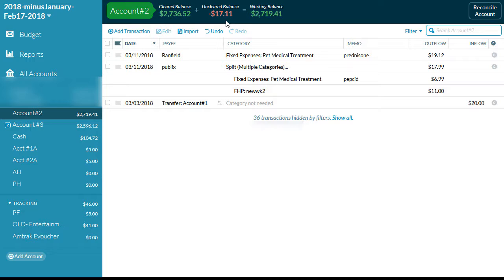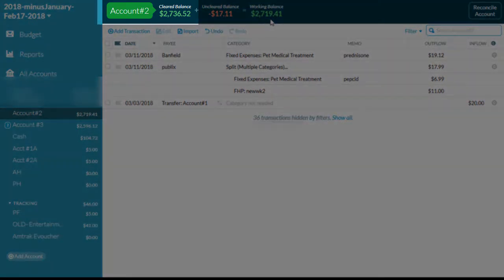The uncleared balance in YNAB would be any transactions that haven't cleared the bank account yet. So that $10 would be in the uncleared balance. And the working balance in YNAB is the combination of everything that hasn't cleared plus everything that's cleared. So for purposes of reconciling with your bank account, which is crucial to making your spending plan work, otherwise your spending plan is useless. It's got to match precisely. You only need to deal with the cleared balance. That is the number that needs to match your bank's cleared balance, okay?